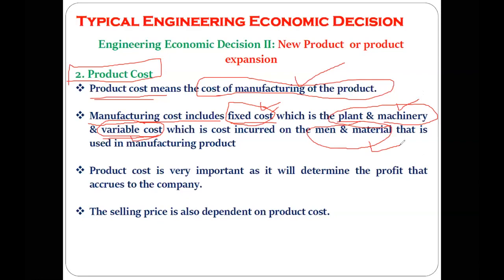What do you mean by the fixed cost as a cost related with the plant and the machinery? And what do you mean by the variable cost as a cost related with the men and material? Meaning what?